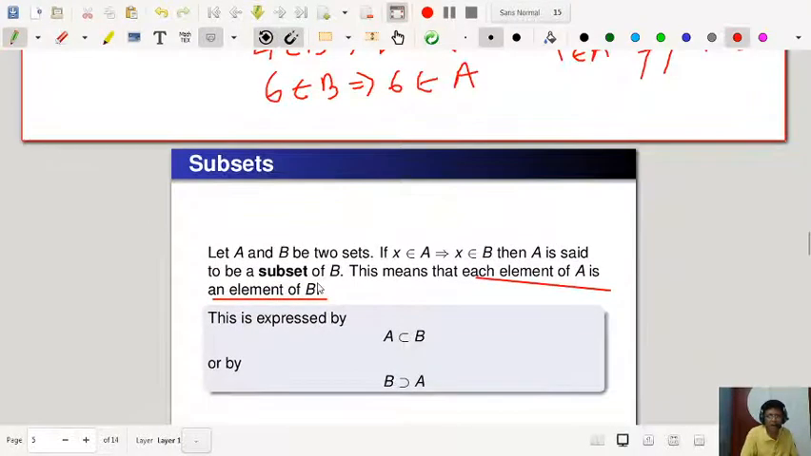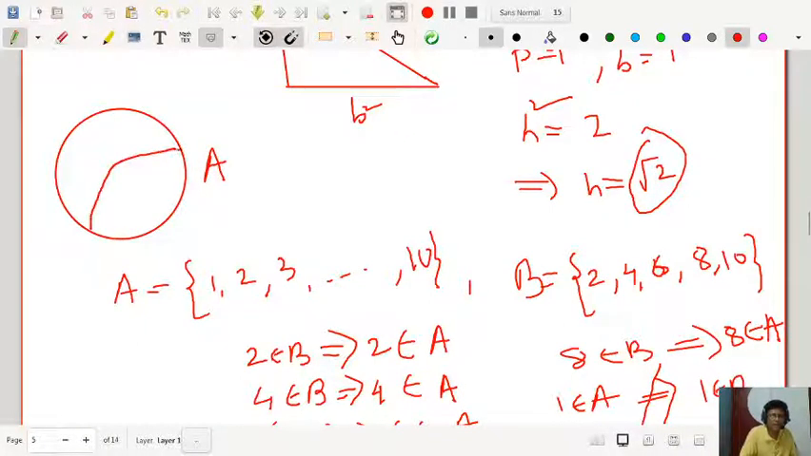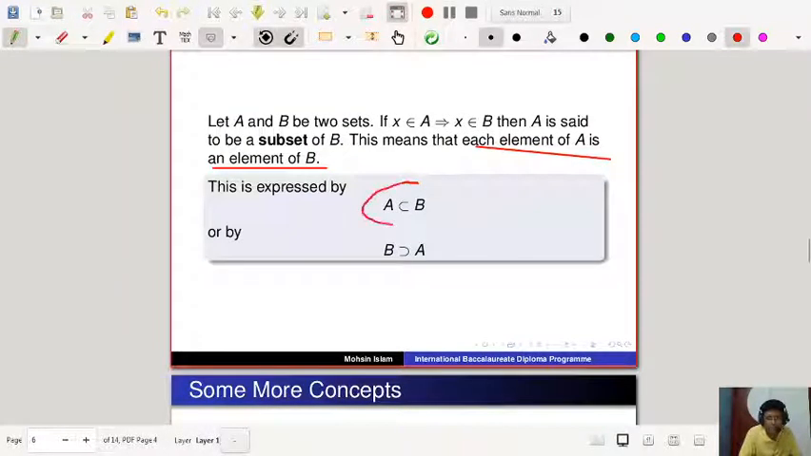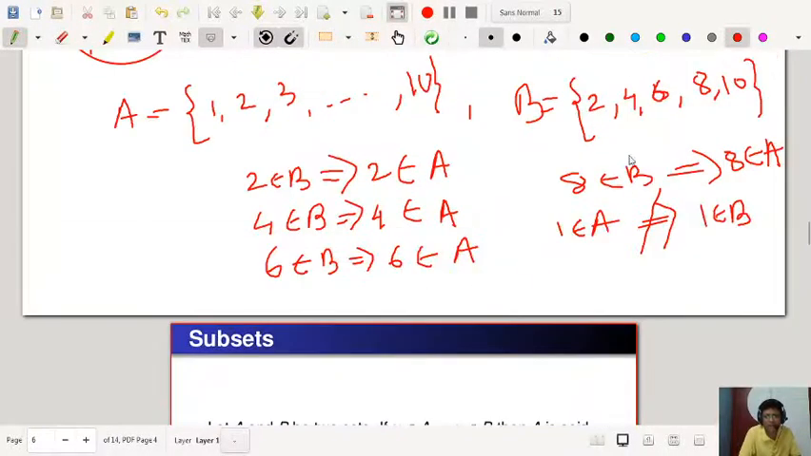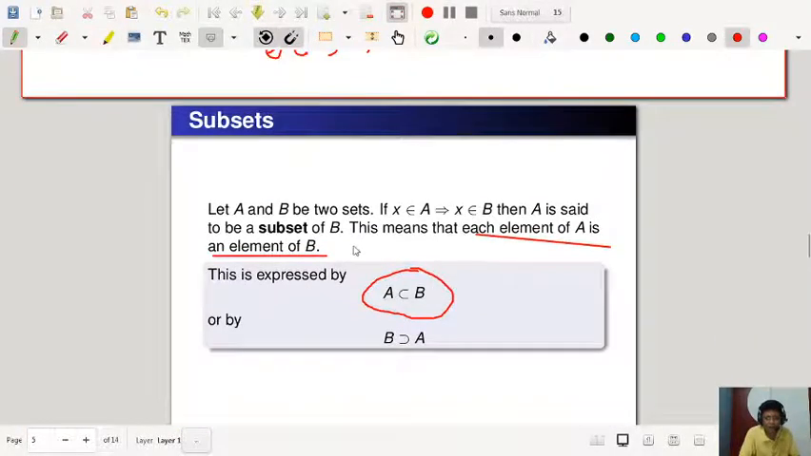So we write like this. This is your A set and this is your B. All the elements of B are in A, so we can say B is contained in A, or A contains B, or B is a subset of A. This is the symbolic representation. In the definition, A is a subset of B, or A is contained in B, but in my example B is a subset of A.